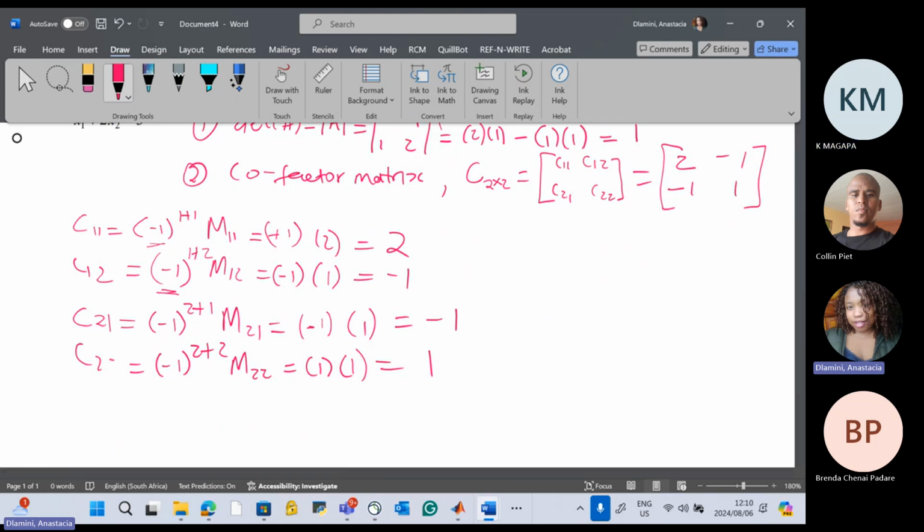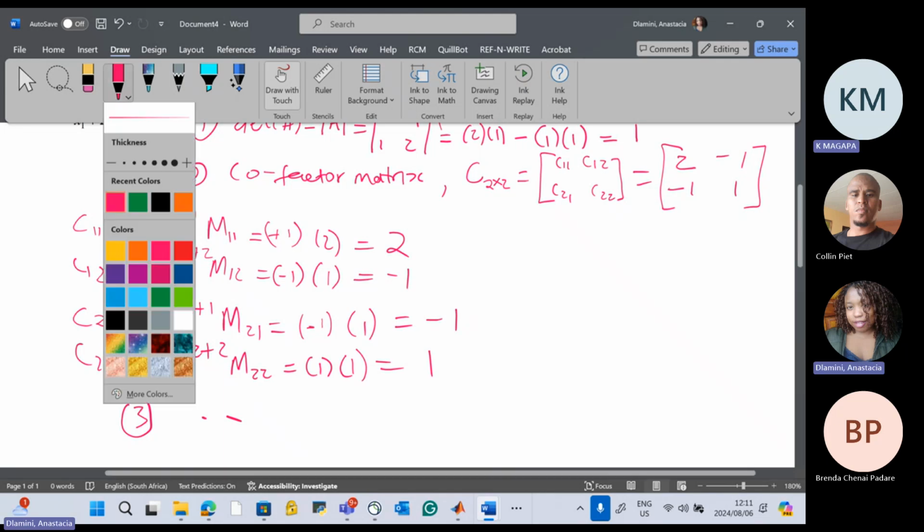Then what do we do with our cofactor? Step 3: what do we do with our cofactor? Because we're looking for the inverse, we do the adjoint. Yes, let's do the adjoint. Well done. As long as you know how to do the adjoint, that's what matters. So we're looking for the adjoint.